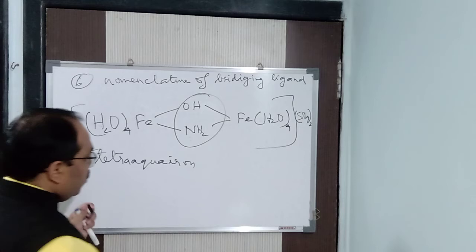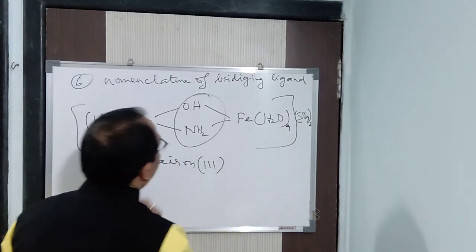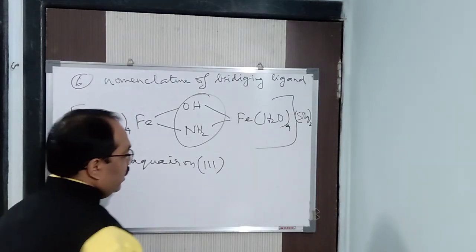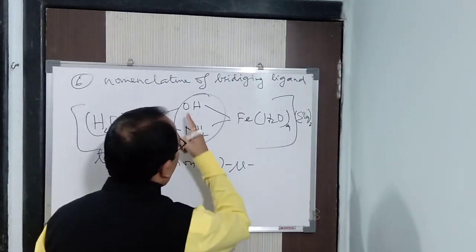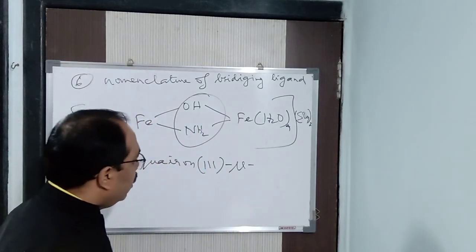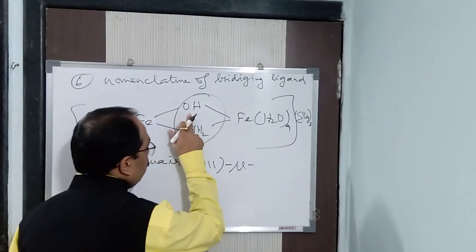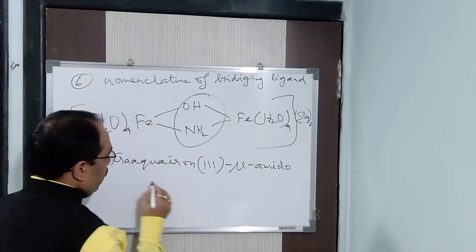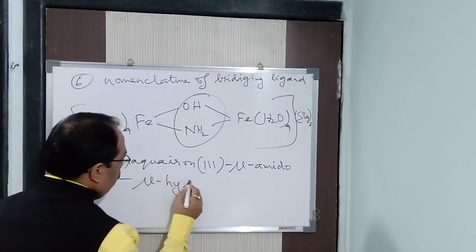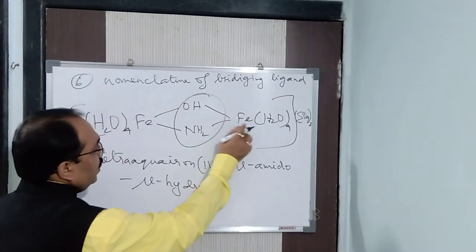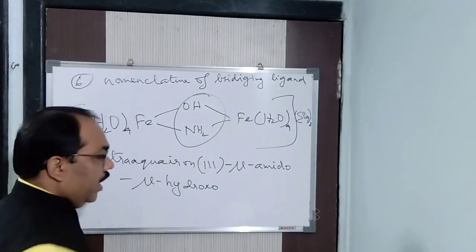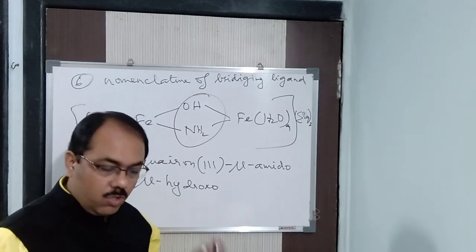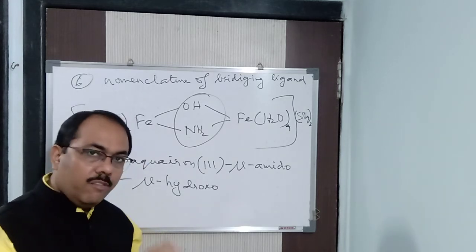So we'll write the oxidation number first, that is iron 3. Then I will write the bridging ligands. What I said, I will start with the hyphen, mu. Then this should be written in alphabetical order. So amido and hydroxo, which will come first? Amido. So mu amido, then after that, mu hydroxo. Again same thing, tetra aqua iron. I am not writing the full formula because I am not finished with all the rules. Once I finish, then I will tell you how to write the full formula.